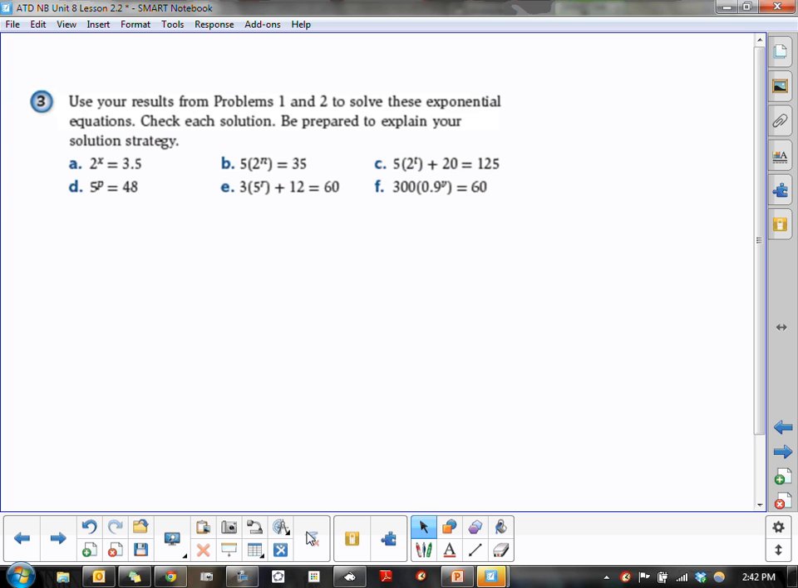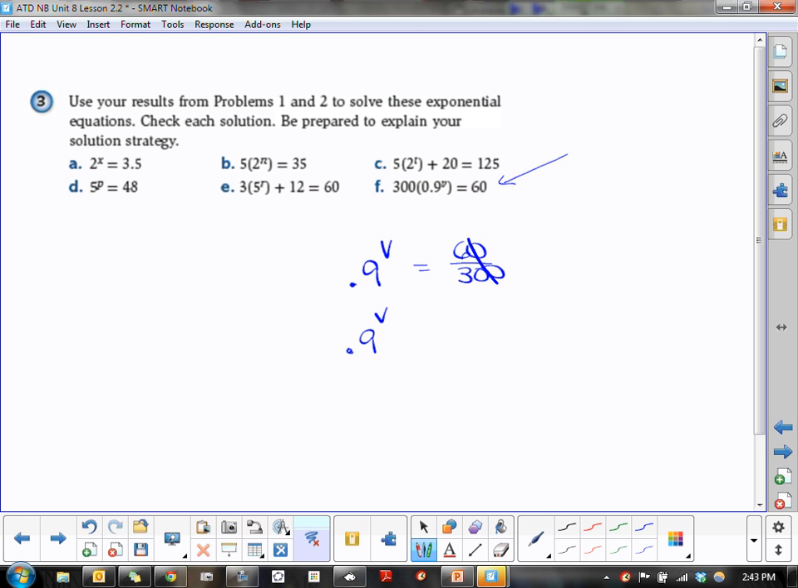So let's do letter F. The only reason I want to do letter F, I want to show you that even quirky bases work. It's 300 times 0.9 to the v equals 60. What does PEMDAS immediately say you got to get rid of? The 300, so it's 0.9 to the v equals 60 divided by 300. That's a really nice number. I'm going to reduce it. That's 6 over 30, which is 1 over 5, and 1 over 5 is 0.2. You can use your 60 over 300, it won't hurt a thing.